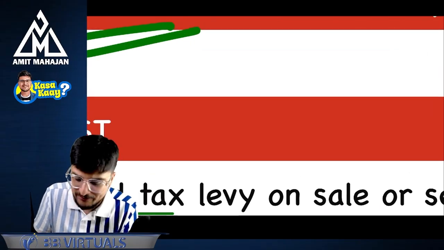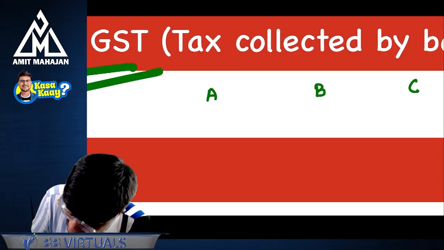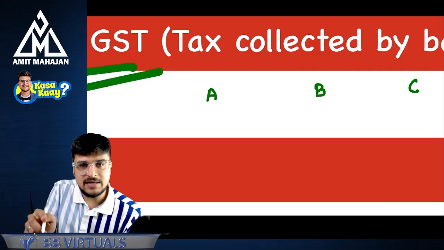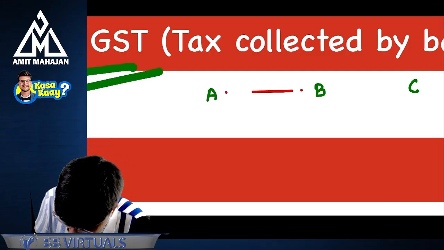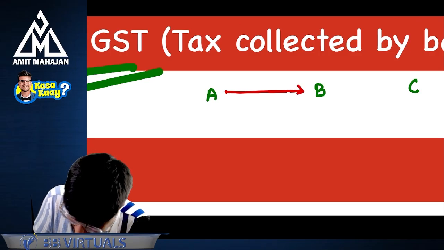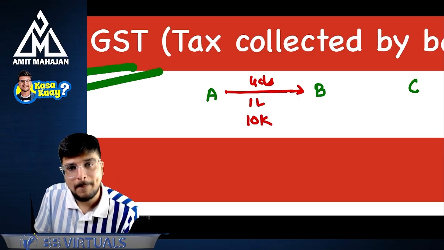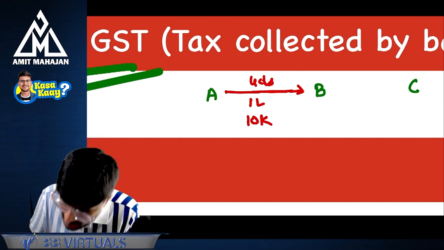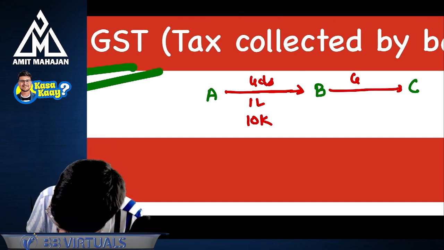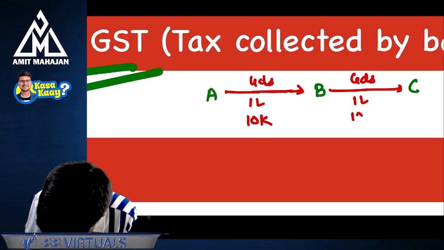Sir, can you give an example? Definitely, yes. See, there is one person A, B, and C. C is a consumer, B is a retailer, A is a manufacturer. Okay. Now, say for example, A sold certain goods to B for 1 lakh, right? And 10,000 GST is charged. Okay. B did not add any value to it, and B sold the same goods for 1 lakh rupees only. And he will charge 10,000 rupees.